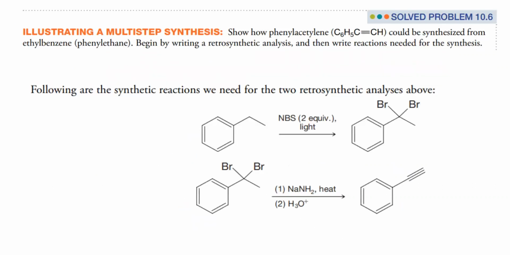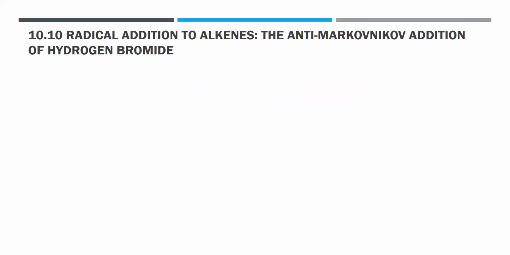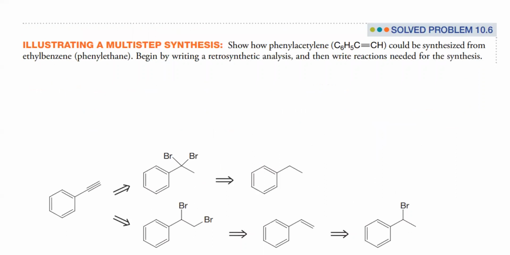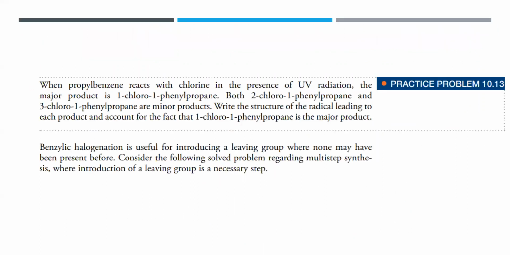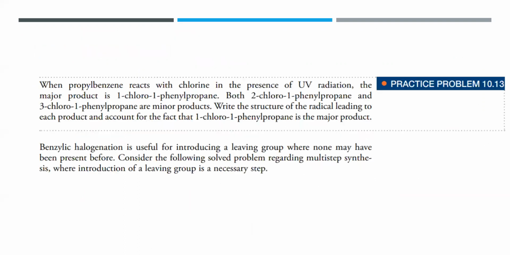Okay, so what is this? For this problem: when propylbenzene reacts with chlorine in the presence of light, the major product is 1-chloro-1-phenylpropane, while 2-chloro-1-phenylpropane and 3-chloro-1-phenylpropane are minor products. So you have your phenylchloropropane, and you can apply this to your benzylic radical or the 1-degree radical.